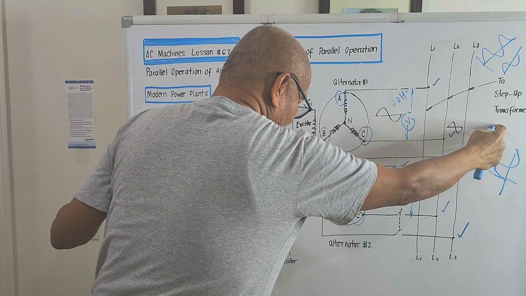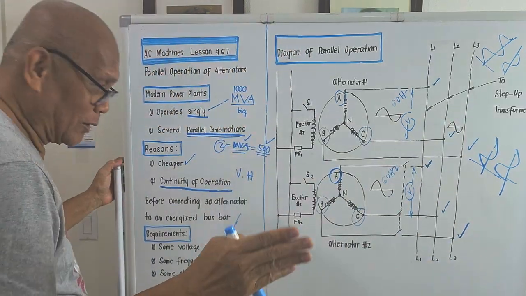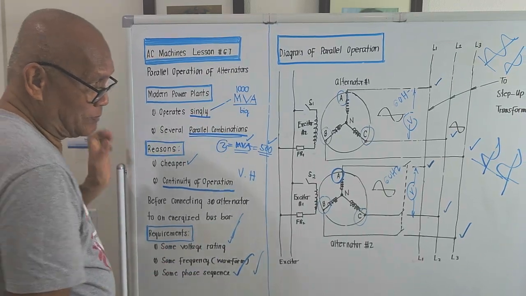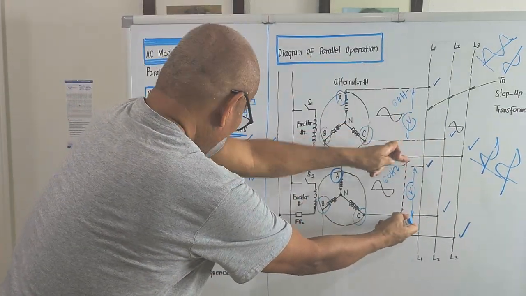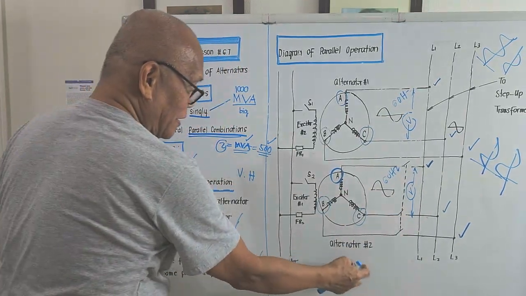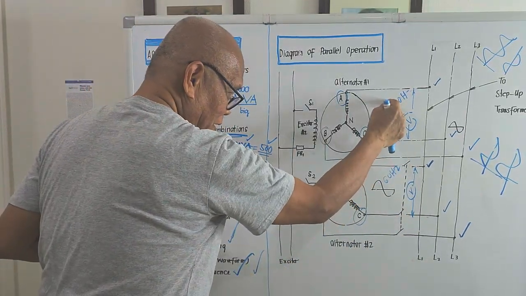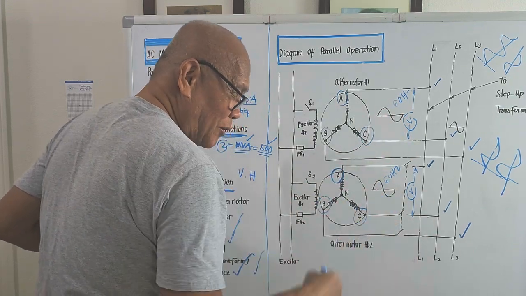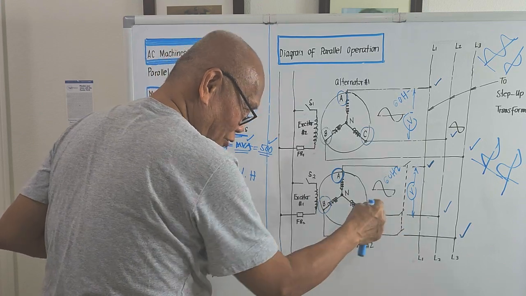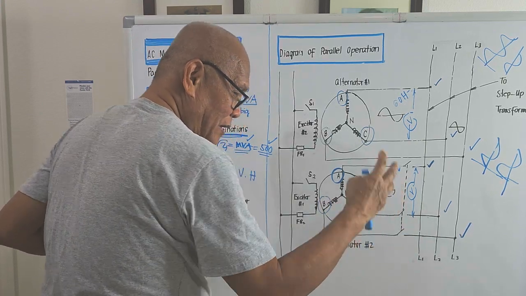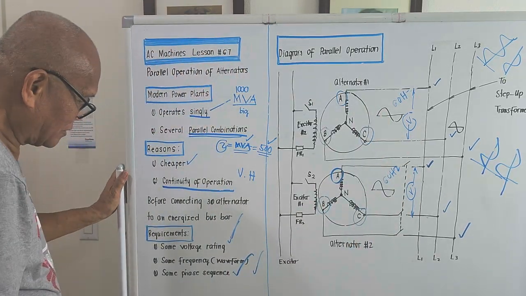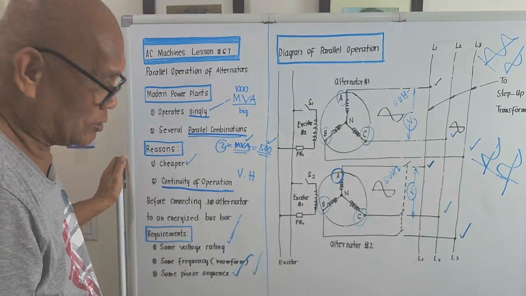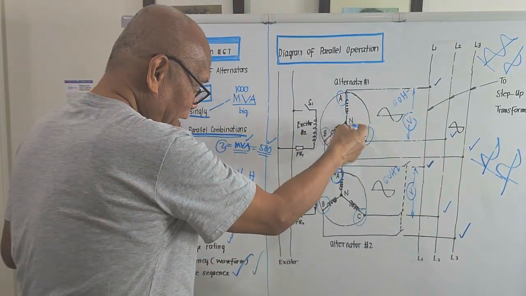So the requirements, I will repeat them before we end this morning. The voltage rating should be the same. The frequency should be the same, meaning if this is 60 Hz, the generated voltage of alternator number 2 should also be 60 Hz. And the third requirement is that the phase sequence should be the same. For that, we just follow the markings of alternator number 1.